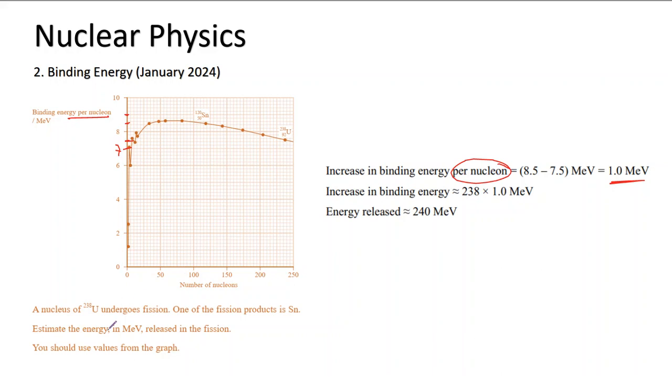But we have to find out the energy, not the energy per nucleon. So what do I do? Multiply it with 238. So that would be the energy released.